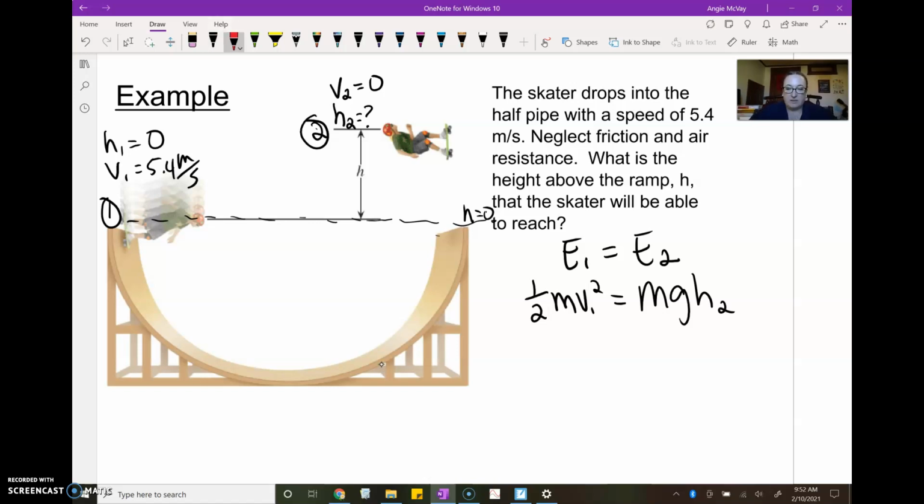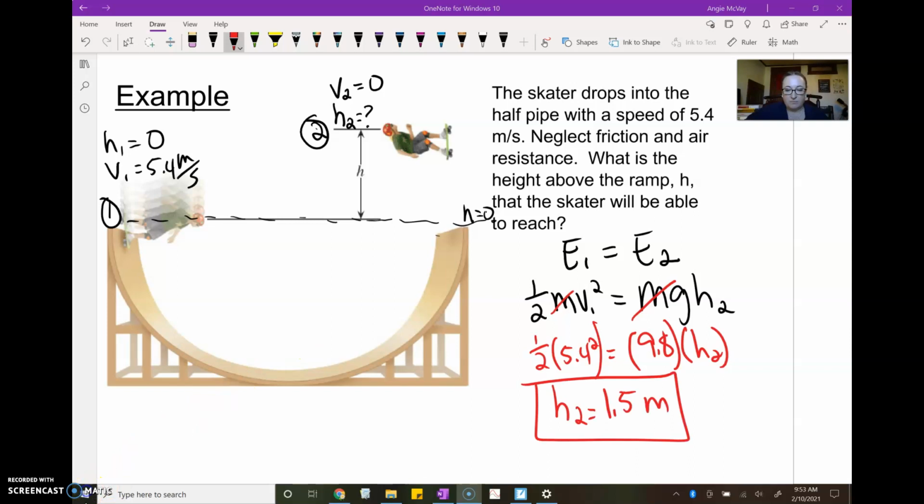We can see then each term has a mass, conveniently, because we were not given the mass of the skater, and we get 1/2 times 5.4 squared equals 9.8 times height 2. All right. Okay, and we get that the height above our reference level that our skater was able to achieve is 1.5 meters.